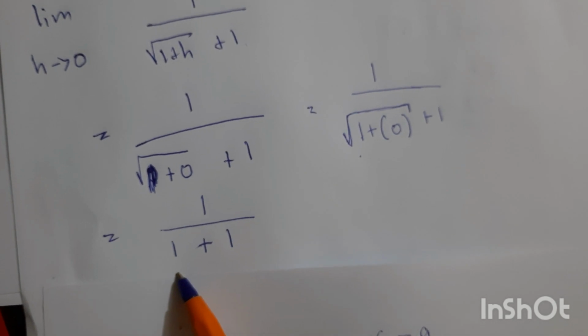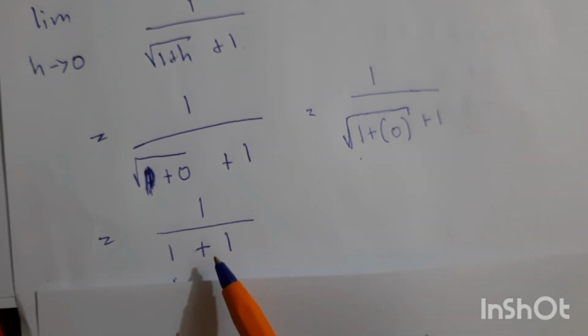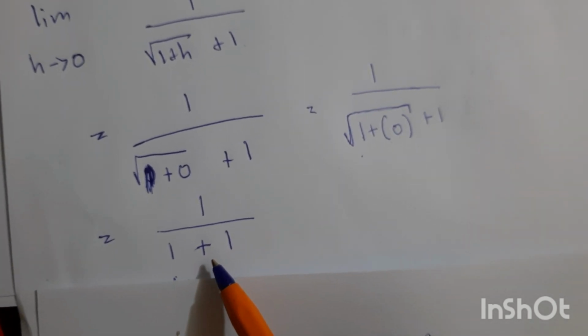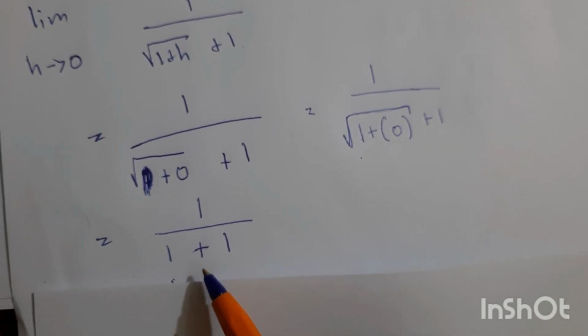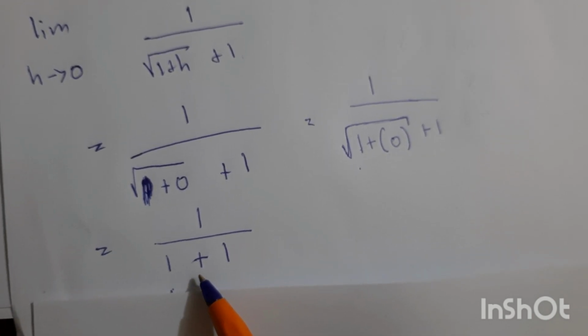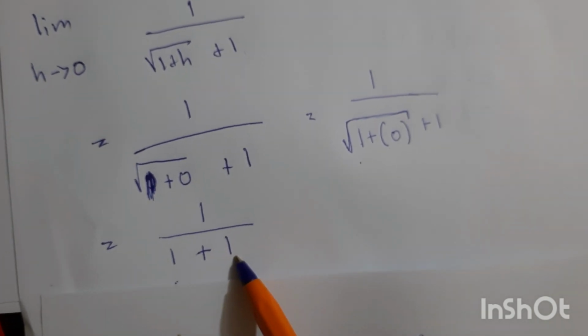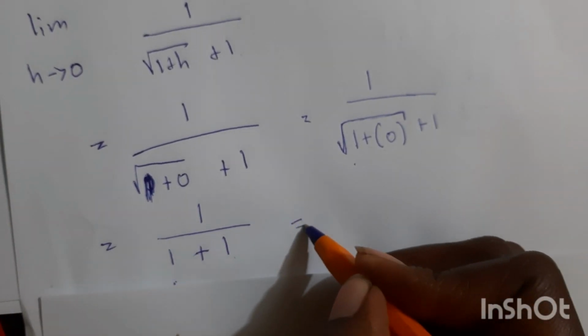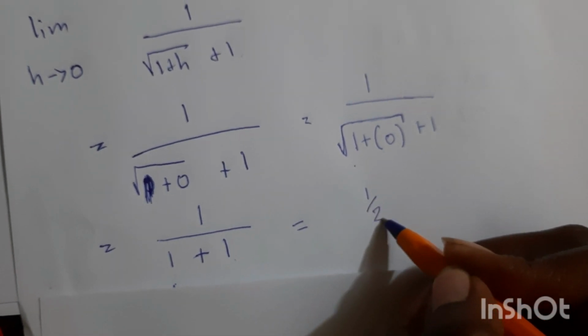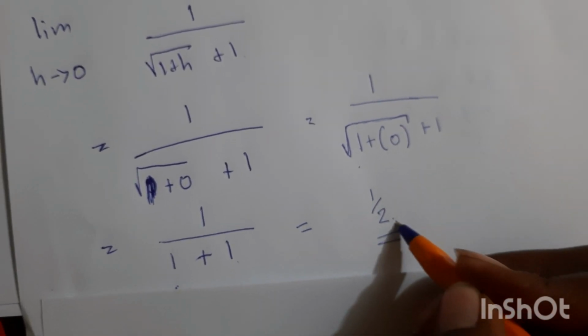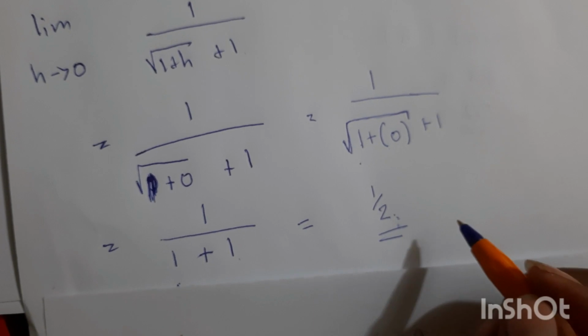The other possible value for the square root of 1 is -1. But if you put a -1, it will be undefined. So we can't do that. So we put +1. So +1 plus 1 will give you 1 over 2. So this 1 over 2 is our answer. And we are done for this question.